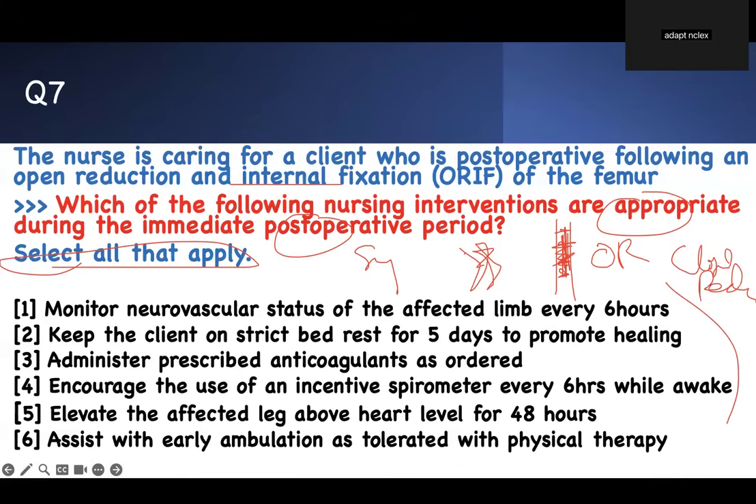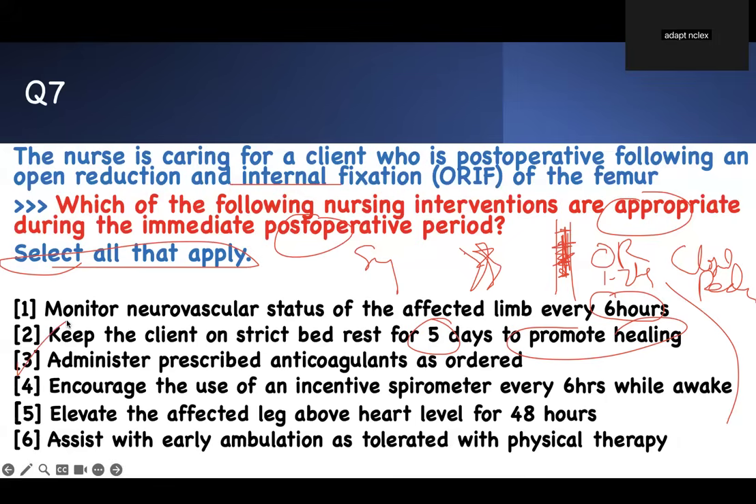Therefore, what do you want to do? Monitor neurovascular status of the affected limb every 6 hours. Bad problem. Every 6 hours is too long. It should be 1 to 2 hours. Those are the traps you should worry about. The first portion of the answer choice is good, but 6 hours is too long. Keep the client on strict bed rest for 5 days to promote healing. Promoting healing is good, but if you stay in bed for 5 days, you're going to have DVT. Bad problem. Administer prescribed anticoagulation as ordered. We want to prevent DVT, so you get anticoagulation.